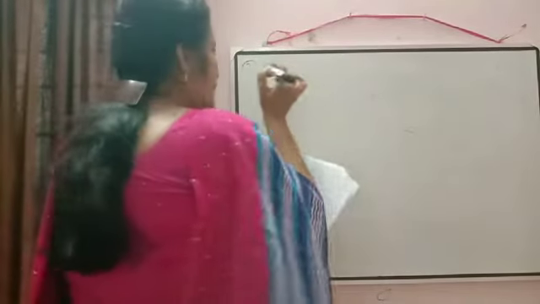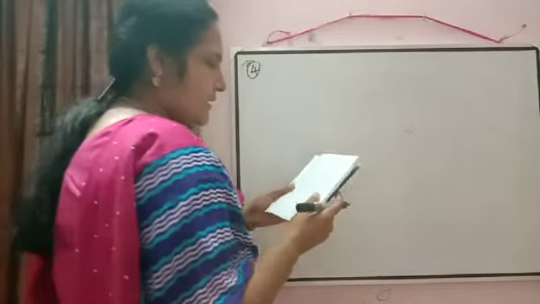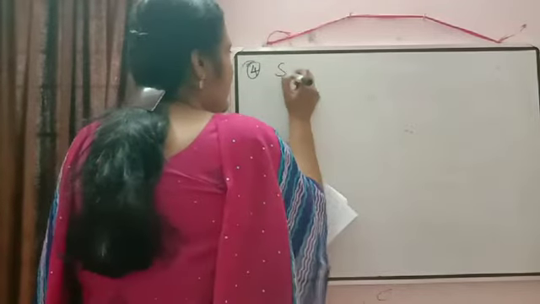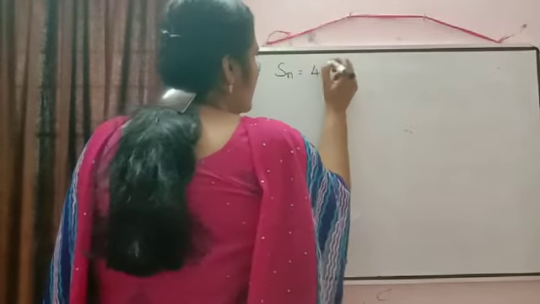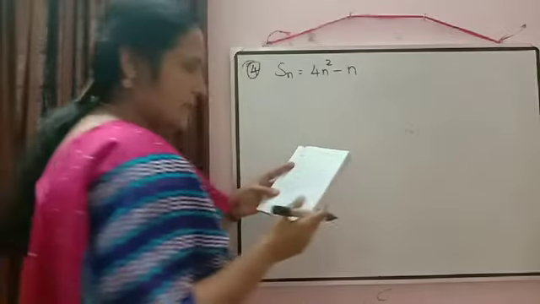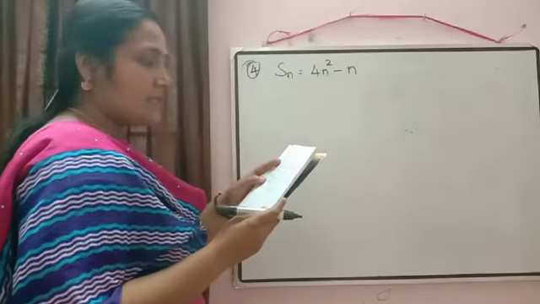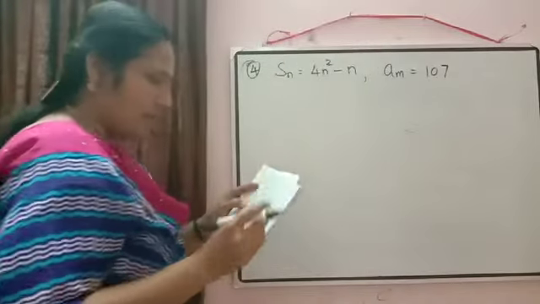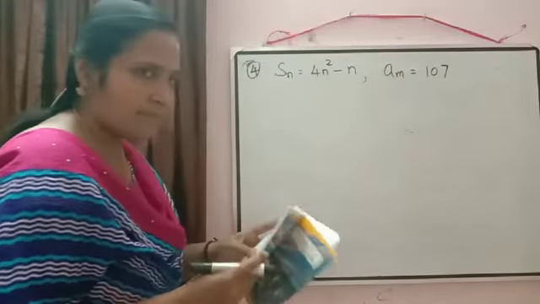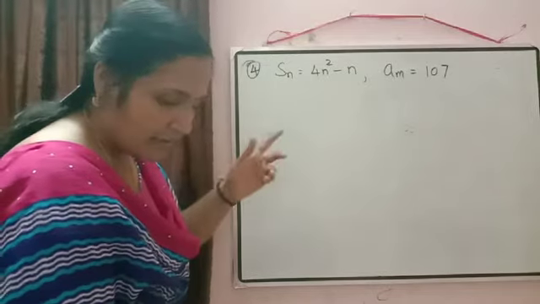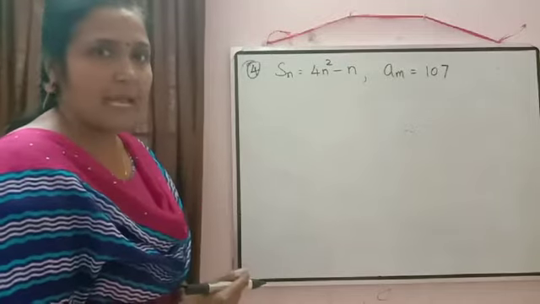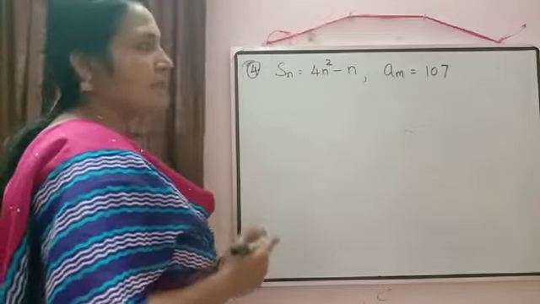Now in the next question we have, if the sum of n terms of an AP is 4n square minus n, and its mth term is 107. Mth term means am is equal to 107 is given. We have to find the value of m. So if we need the value of m, we should know the first term and common difference of the AP. To calculate that, this information is given.